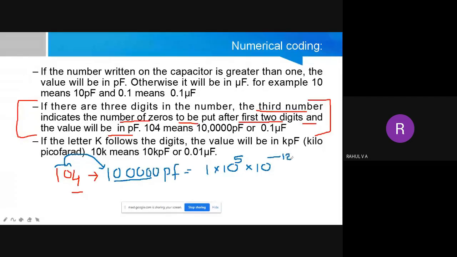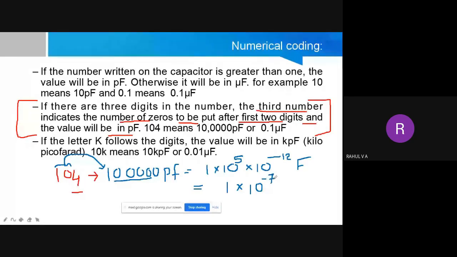If I further simplify this, what will happen? 1 into 10 raised to 7. Is it 7 or minus 7? Minus 7. Okay, 10 raised to minus 7 farad. So again I am rewriting.